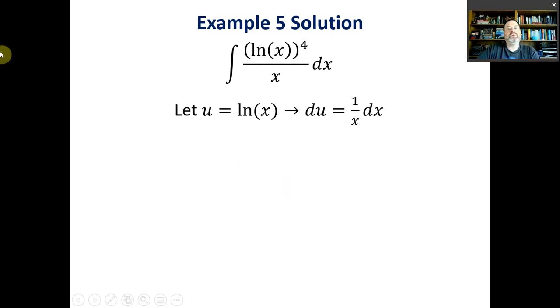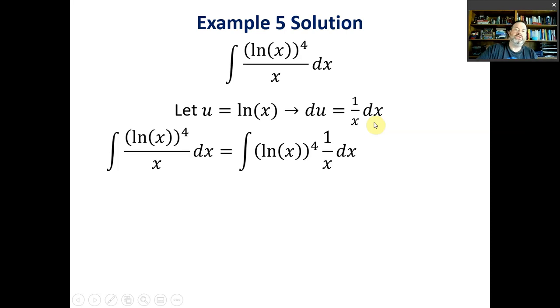So you look for the most inside function. So natural log of x is inside this fourth power, so that qualifies as an inside function. So let's make that u. That means du is 1 over x. And then all we have to do is rearrange this to get it to look right. So here, I just took the 1 over x out and moved it over here next to the dx. So this is going to be u to the fourth. This whole thing is du.